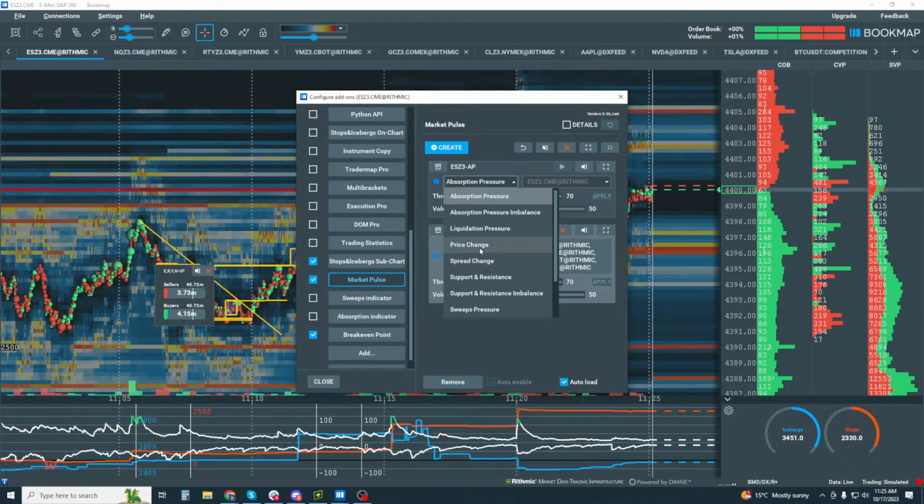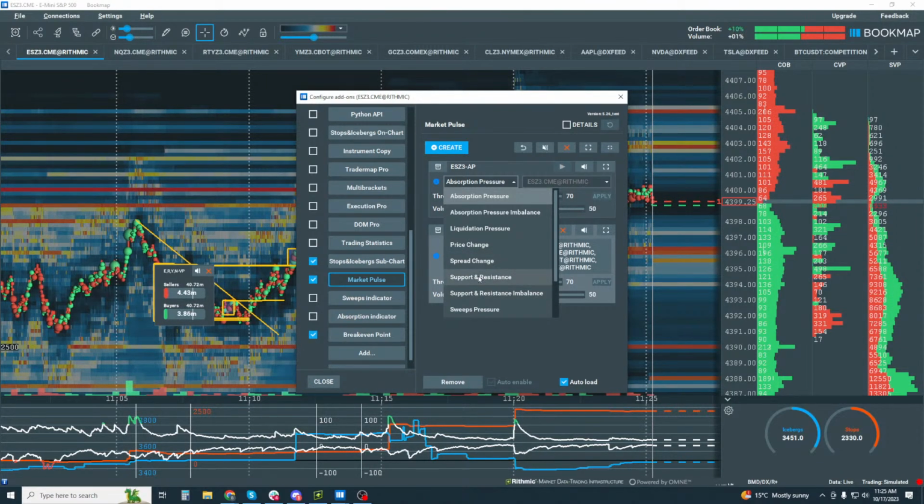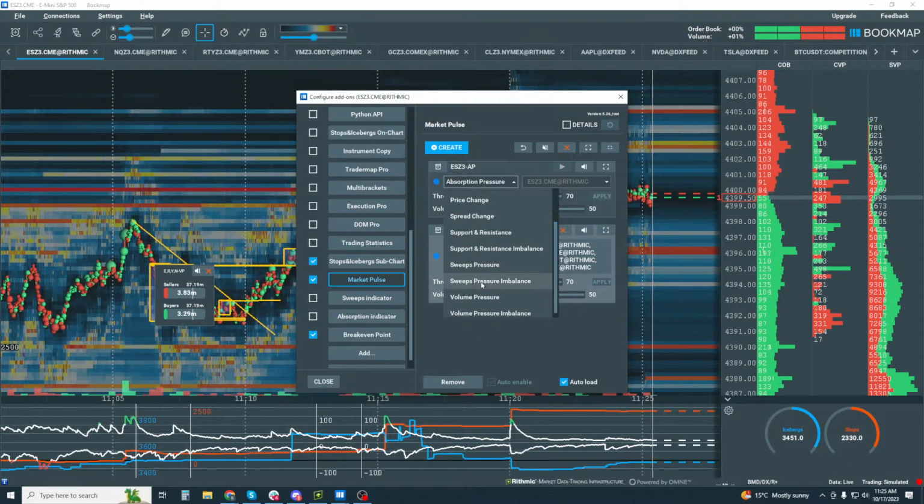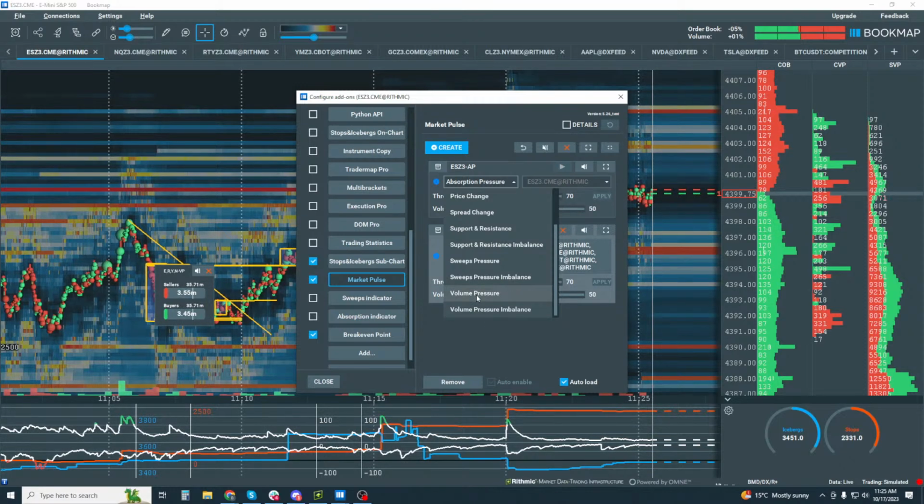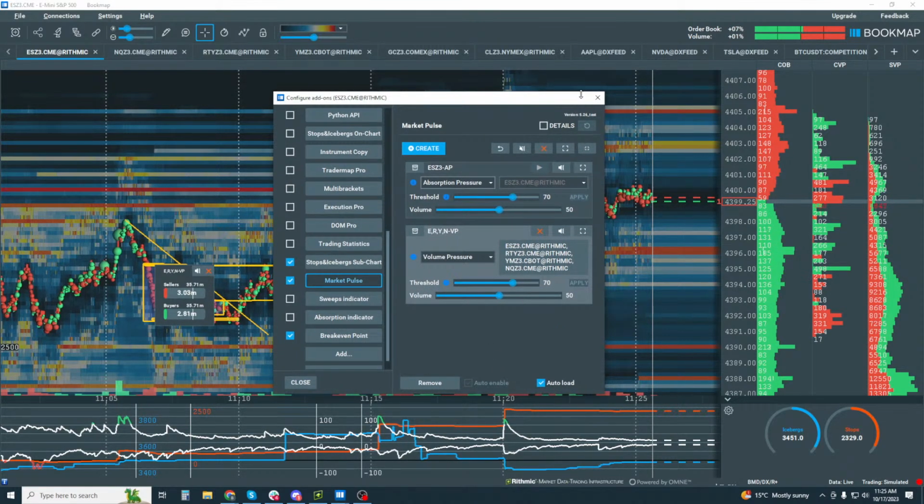We have price change, which is a free one that everyone has access to. We have spread change. These are new here, support and resistance. Okay, so we're looking for order book imbalances in here from support and resistance imbalance. We also have sweeps and sweeps pressure and sweeps pressure imbalance. And these we've had already for quite a while. One of the first ones, volume pressure and volume pressure imbalance. So this is going to be great here. We'll demo it on Friday in more detail.